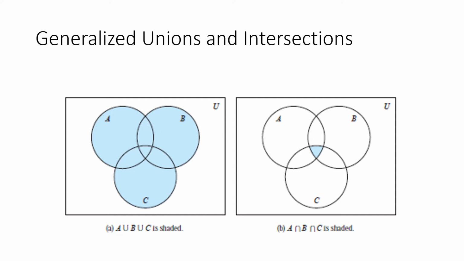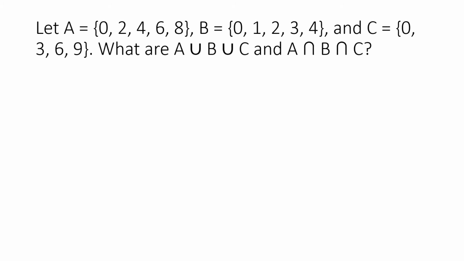So let's have an example. Let set A contain 0, 2, 4, 6, 8, set B contain 0, 1, 2, 3, 4, and set C contain 0, 3, 6, 9. What are A union B union C and A intersect B intersect C?